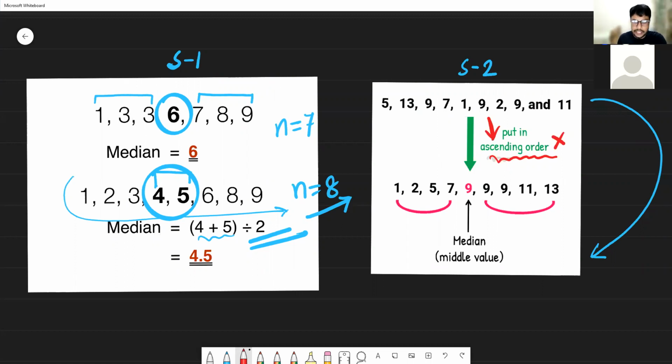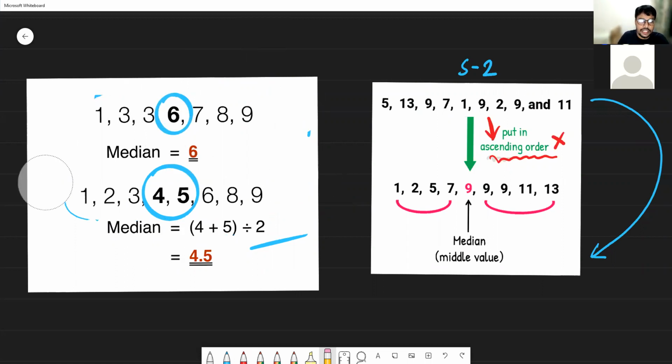Now give attention again to the left side figure. Can you see the left side figure? All data are in ascending order. That's why we can directly find the median. But in the right side slide, the given numbers are not structured. That's why we have to convert these numbers into ascending or descending order.